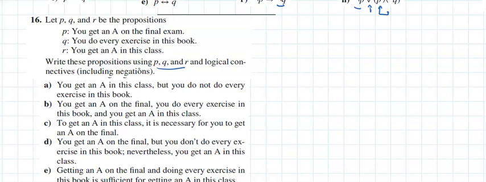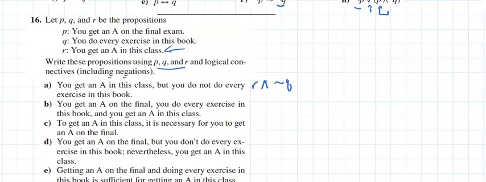So A, you get an A in the class, not on the final. You get an A in the class, that's R, but you do not do every exercise in the book. That's the negation of Q.